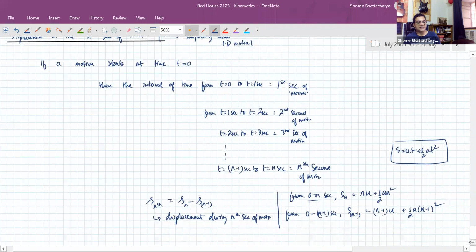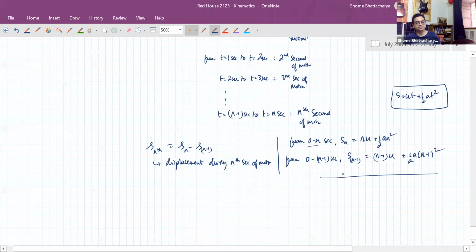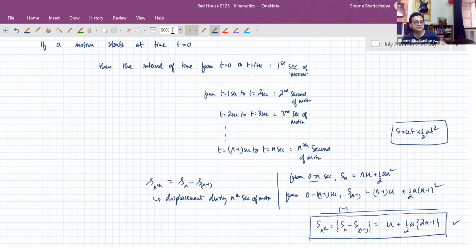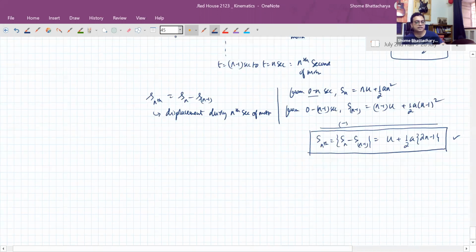So now from this we will calculate, by subtracting these two, the displacement during the nth second. It is the displacement after n seconds minus the displacement after n minus 1 seconds. So when you subtract these two, it will become u plus half a into (2n minus 1). So this is a useful little formula in itself for certain types of problems. We'll discuss it in just a moment. First, write down the meaning of this statement itself, what we mean by displacement in the nth second, and then the derivation of this formula.